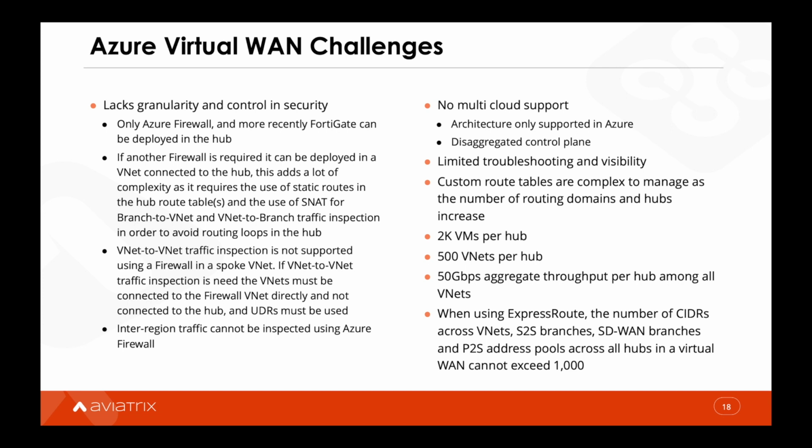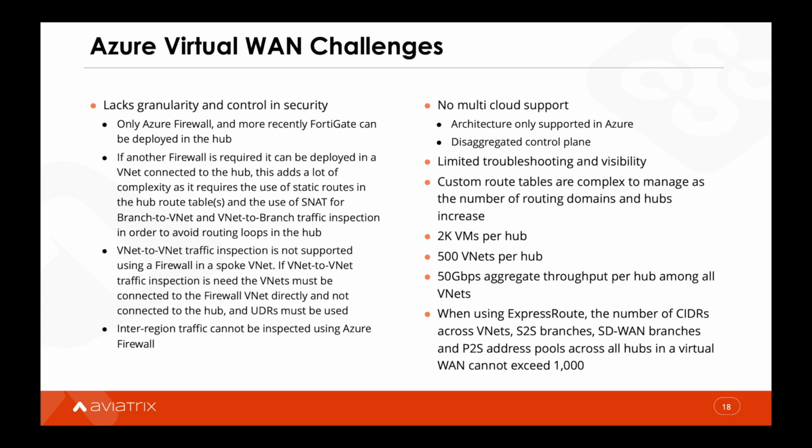Otherwise, there are going to be routing loops in the hub, and this has to do with the way virtual WAN hub routing has been designed. Nothing can be done around that, and this will break communication. So again, traffic between VNets and branches must be source NATed at that NVA. Again, this is only if you don't use Azure Firewall or FortiGate, which can be deployed in the hub natively.